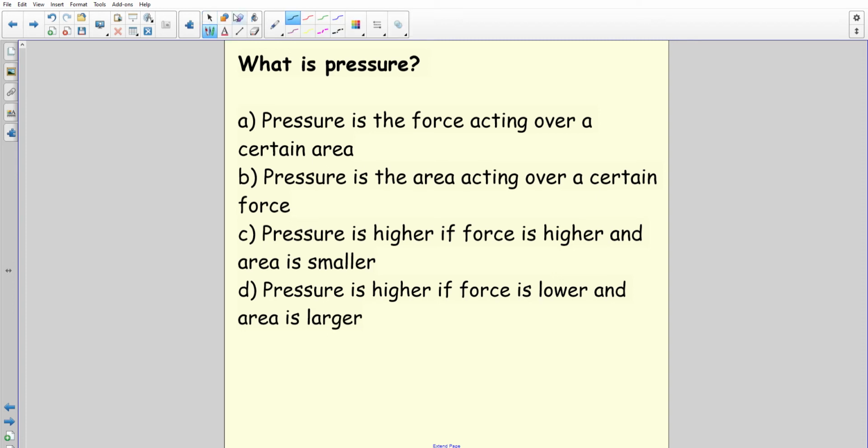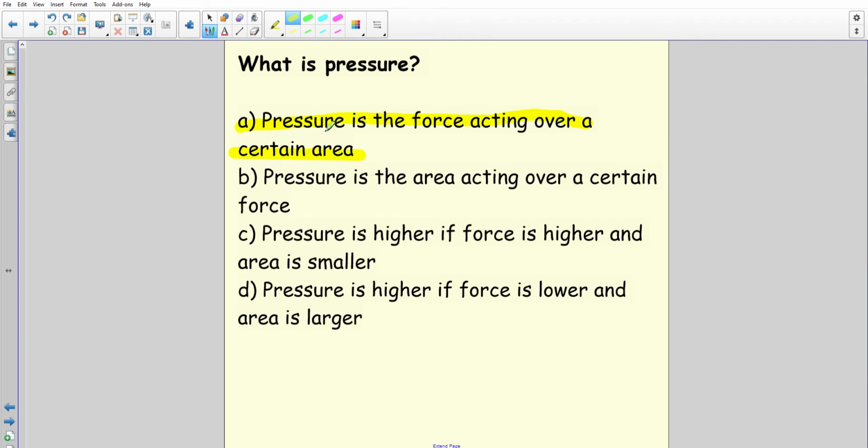Okay, so hopefully you would have picked, well, we'll go through each one. Okay, so we'll see if it's good or not. Okay, so I'll highlight it if I think it's a good answer, and I'll not if I think it's a bad answer. So the first one, pressure is force acting over a certain area. That's a great answer. Okay, so I would highlight that. We'll highlight it properly though. Okay, so pressure is the force acting over a certain area. Okay, so I would highlight that.